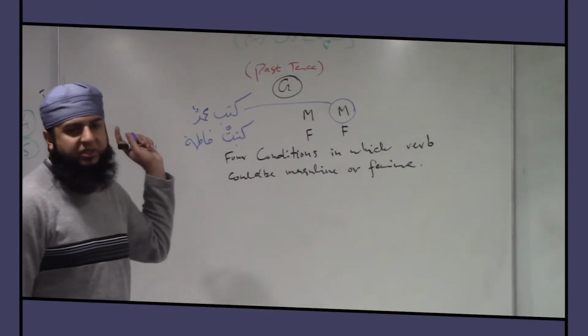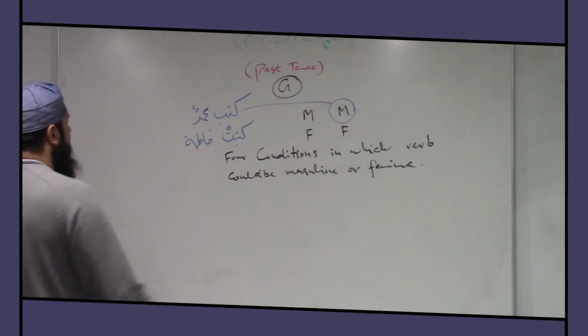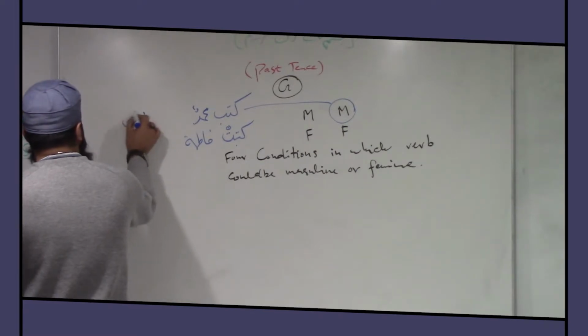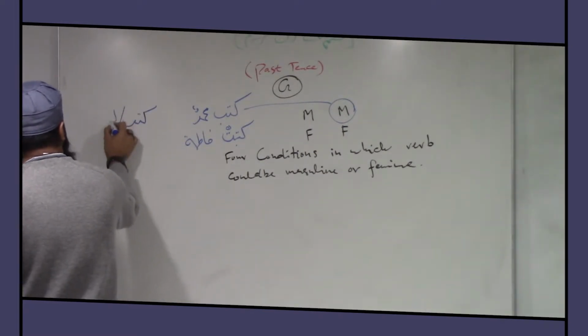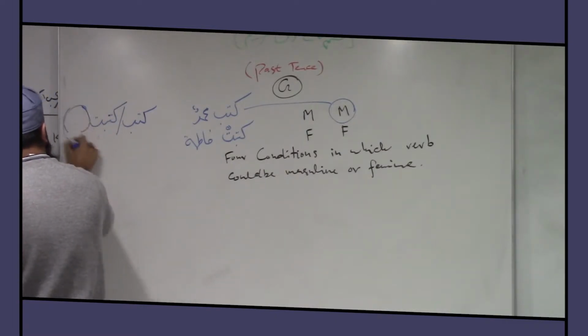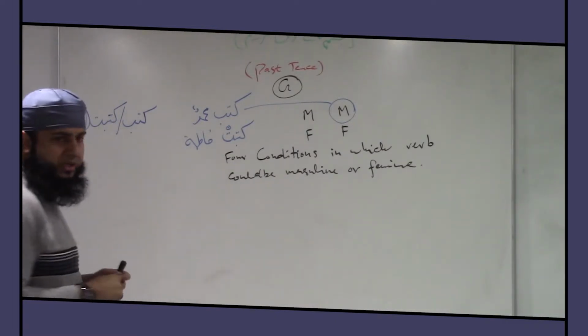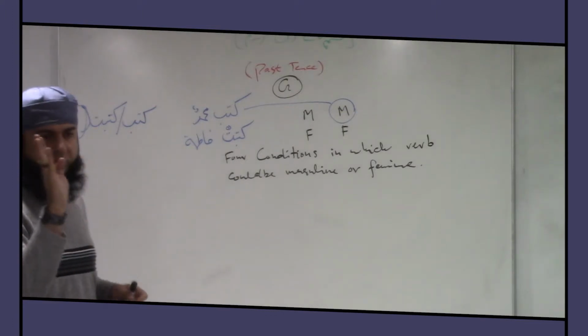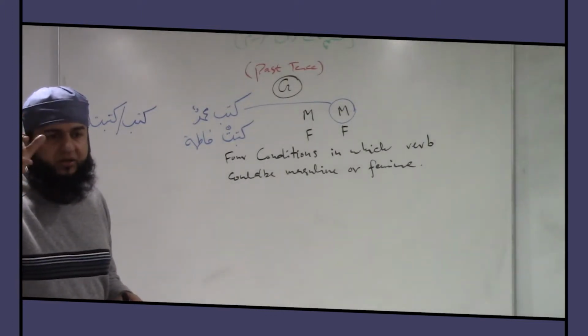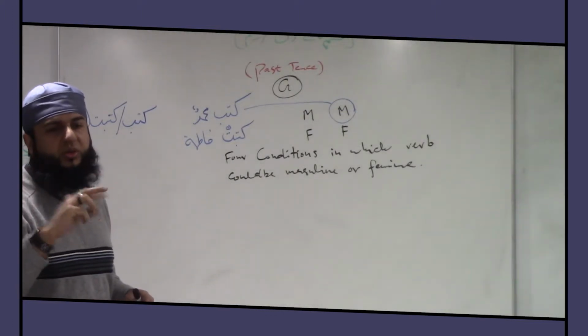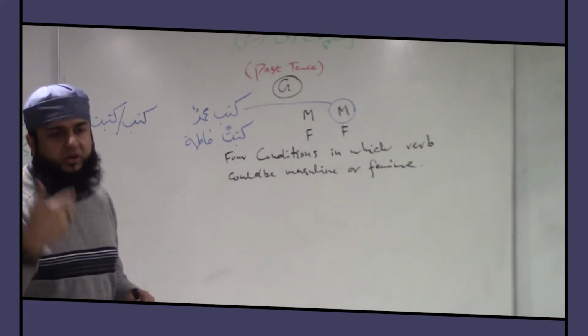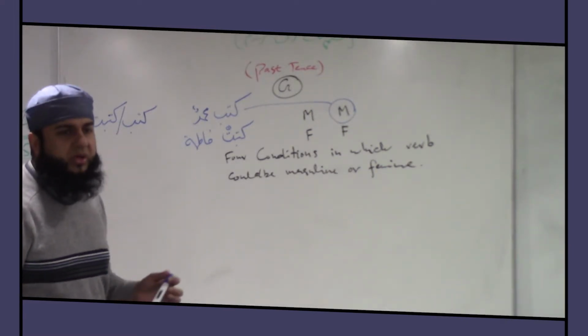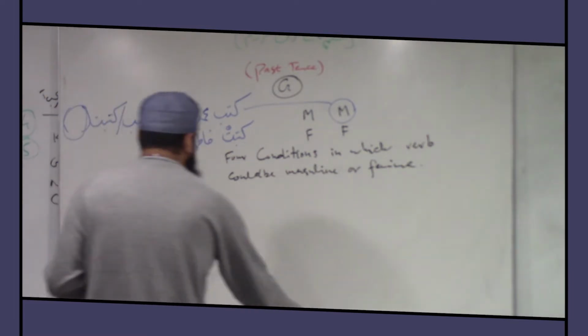There are 4 conditions where you can use either Kataba or Katabat. If you have 4 different kinds of subjects, in these you can use a masculine verb or you can use a feminine verb. What are these conditions? It's not difficult for you, right?